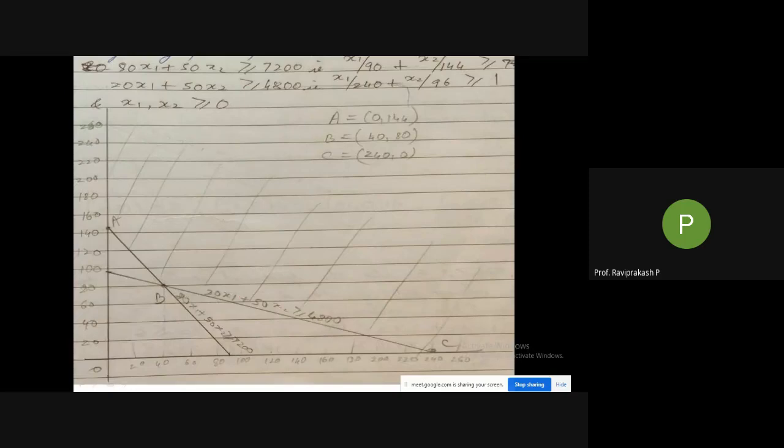So here, which are those points? Point A, point B, and point C. Because only these 3 points are in touch with this particular feasible region. So point A, what is point A? 0, 144. Why 0? It is not going anywhere towards the x-axis. So it is directly going to the y-axis. So y-axis is how much? It is 144. So that's why 0, 144.